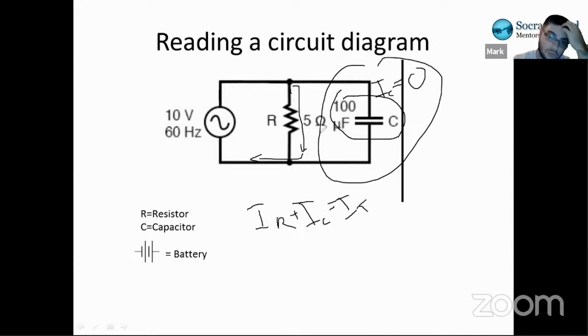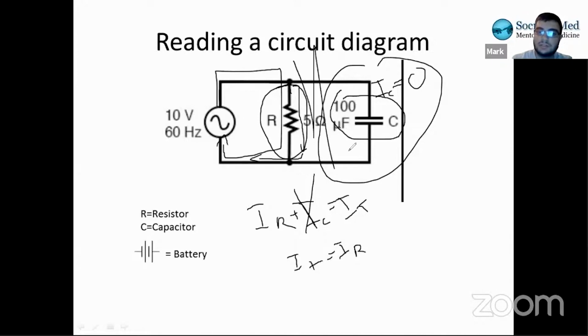So I total is the total, IR is the current through the resistor, and IC is the current through the capacitor. We know that IC equals 0, so we can actually just get rid of it. And so the I total is just equal to the IR, from the current going through the resistor, just going through this portion, right? And so you can just find the total resistance this way. Like, consider this just like a box, and you can just ignore this whole area, right?